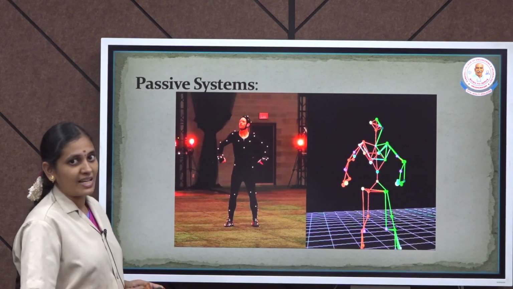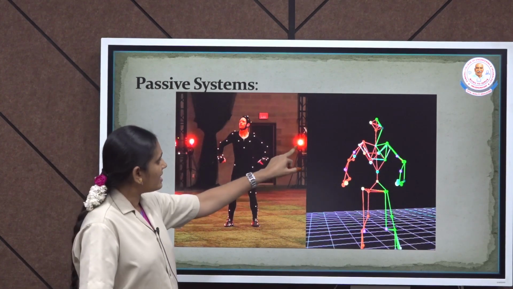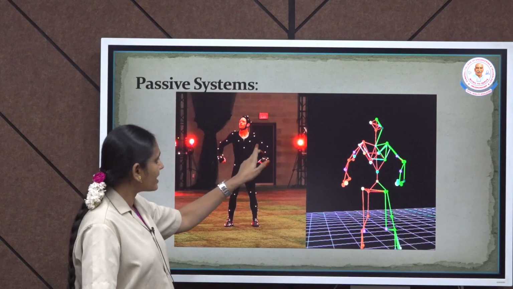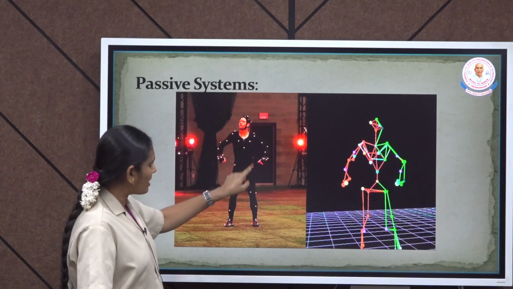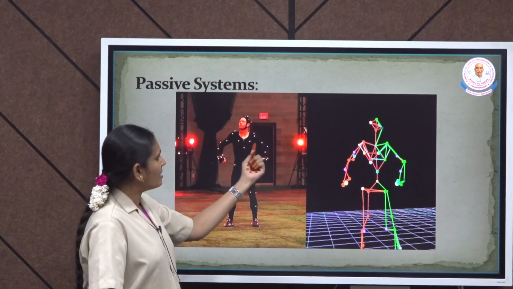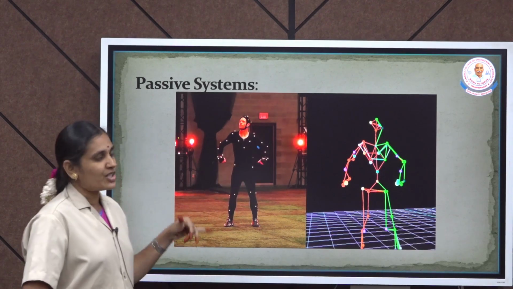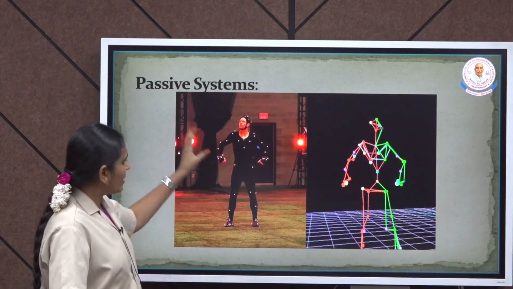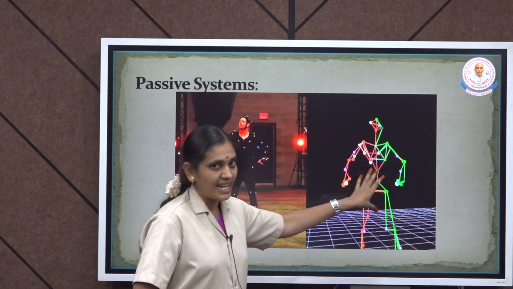This is an example of a passive system. Here the cameras emit the infrared light. This light signal is reflected back toward the camera. The suit is worn by the actor. These are the markers. The markers reflect the infrared light from the camera. Based on the infrared light reflection, the camera is able to measure the actor's motion. So, based on this reflection, the digital image is created.